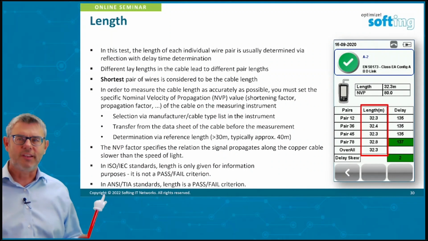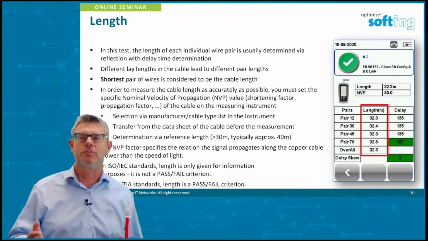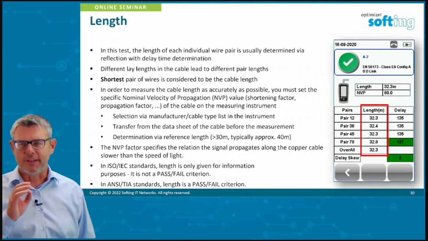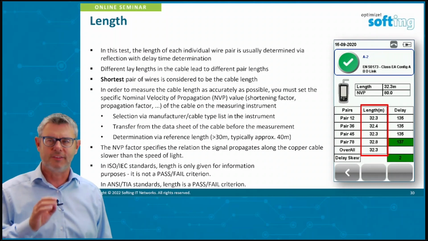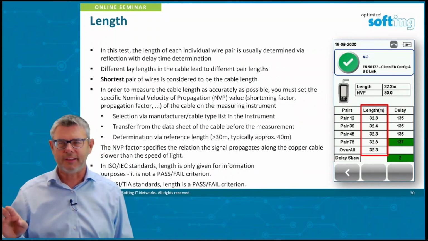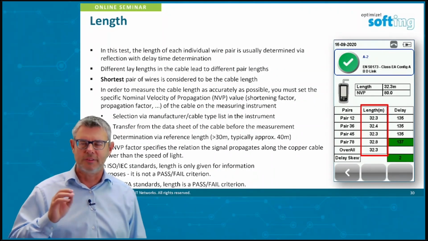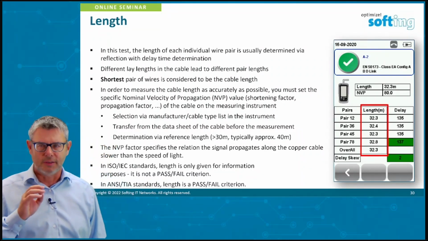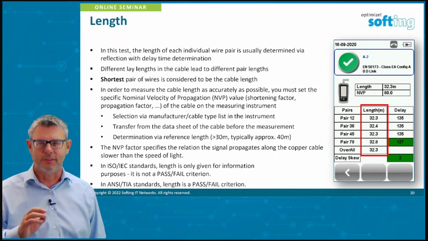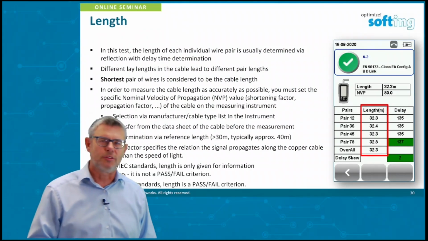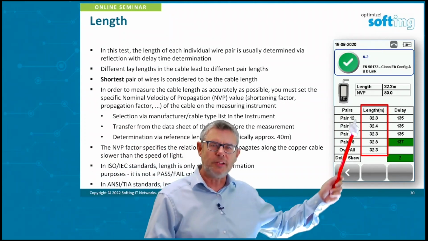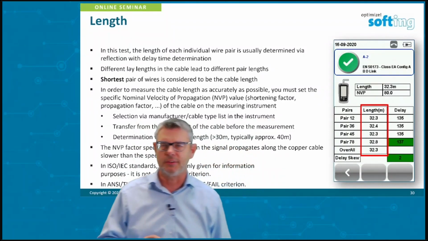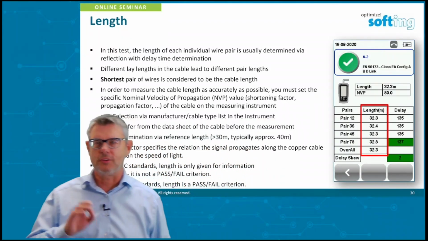What is now the actual length of a cable? Which pair are we going to use? The standards tell us you have to use the shortest pair. So the length of the shortest pair is the length of the cable. Installers don't like it because they always want the longest pair, but the standard is very clear on this. Okay, length. What you may see is that the length has no green field and no red field. Why not? Because length has no pass-fail criteria, not in the international or the European standards.